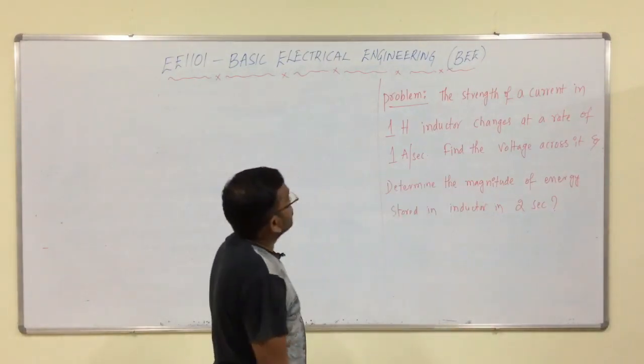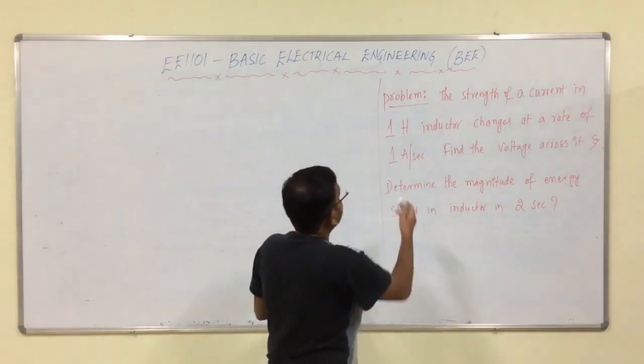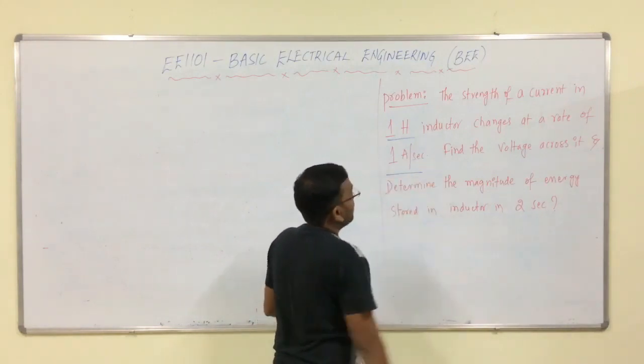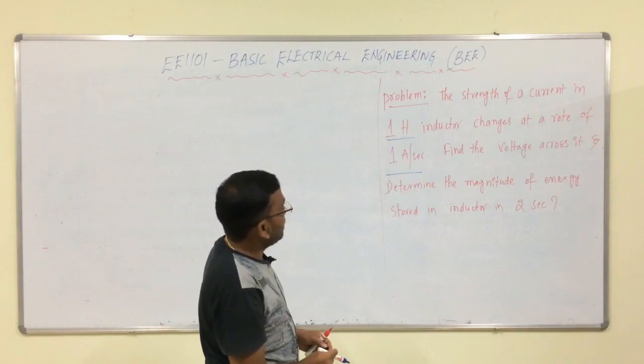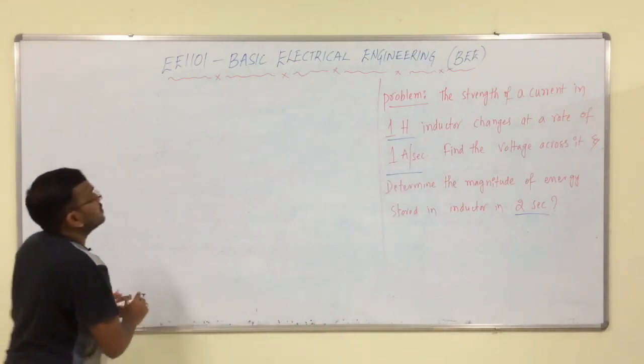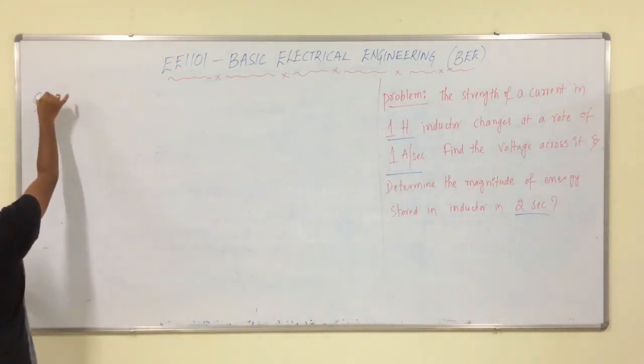First, the strength of a current in a 1 Henry inductor changes at a rate of 1 ampere per second. Find the voltage across it and determine the magnitude of energy stored in the inductor in 2 seconds. Simple solution.